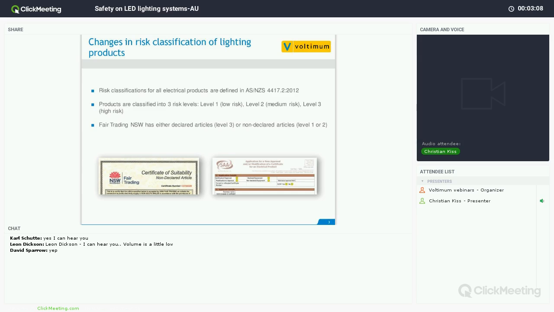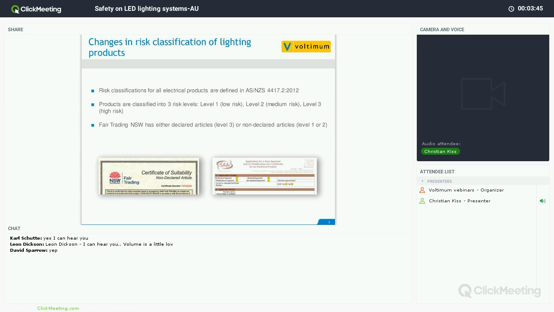Okay, so changes in the risk classification for lighting products. Risk classification for electrical products is basically defined in the Australian New Zealand standard 4417 Part 2, 2012. There was a recent amendment where they have changed some risk classifications. Just for those who don't necessarily know, products are basically classified in three risks. Level 2 is medium risk and level 3 is high risk.